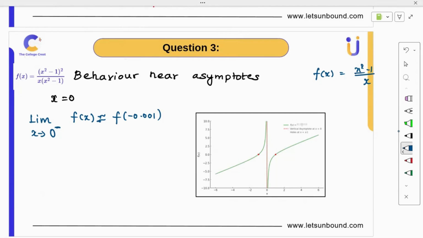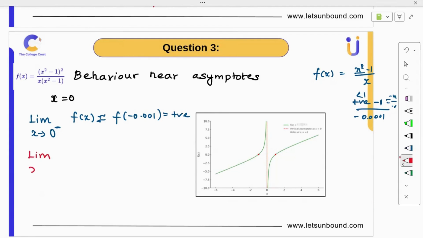Anything squared is positive. Minus 1, and 0.001 squared is for sure going to be less than 1. So less than 1, minus 1 is negative. And the denominator is a negative 0.001. So this will be negative divided by negative, which is positive. We just want the sign, not the numerical value.